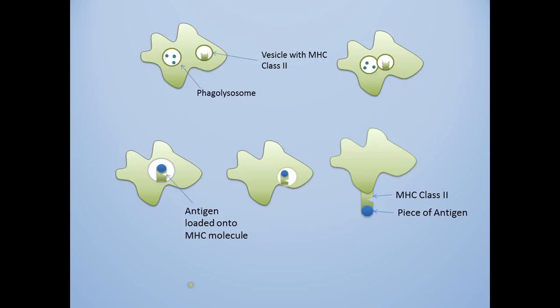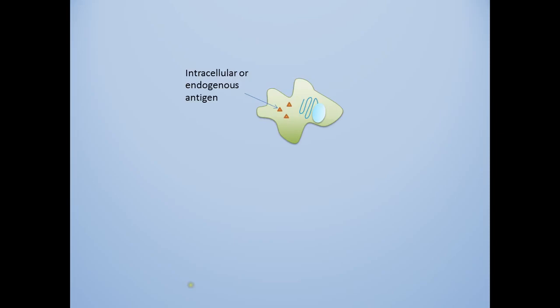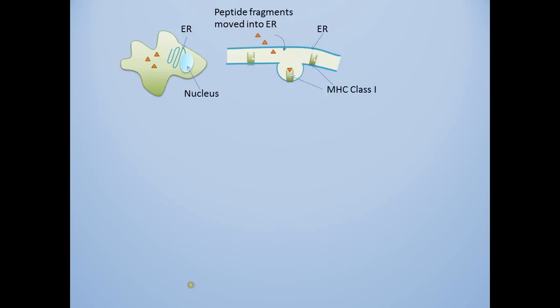In endogenous or intracellular antigens, such as in cancer or a viral attack, the antigen originates within the cell. Therefore, the cell will use polypeptide fragments within its cytoplasm to get the antigen. To make the antigen an appropriate size, the cell will use proteasomes to degrade the proteins into peptides. The peptides are transported to the ER. In the ER, the cell loads a piece of the peptide onto an MHC class I molecule for presentation.